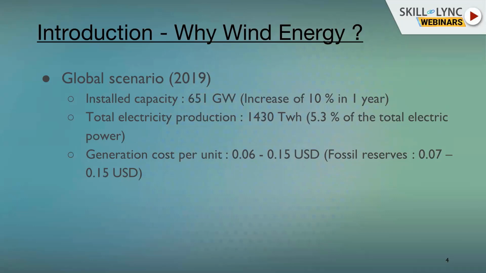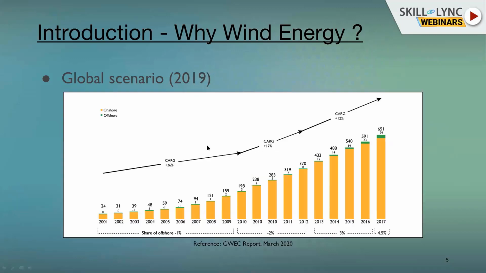Further, the generation cost of wind energy is very close to that of fossil fuel and is one of the cheapest costs per unit among the existing renewable energy sources that we have, maybe solar or geothermal or tidal, whatever it is. The generation cost is very close to the fossil fuel reserves. So for this generation cost aspect, we are mostly moving into wind energy. This is what I've explained: the installed capacity is 651 gigawatt, which is almost a 10% rise from last year to 2019.